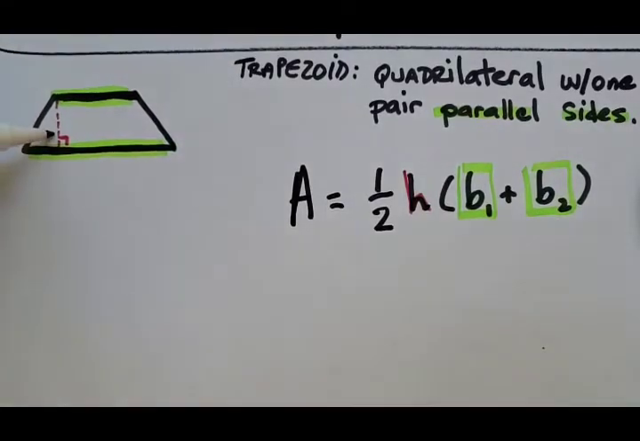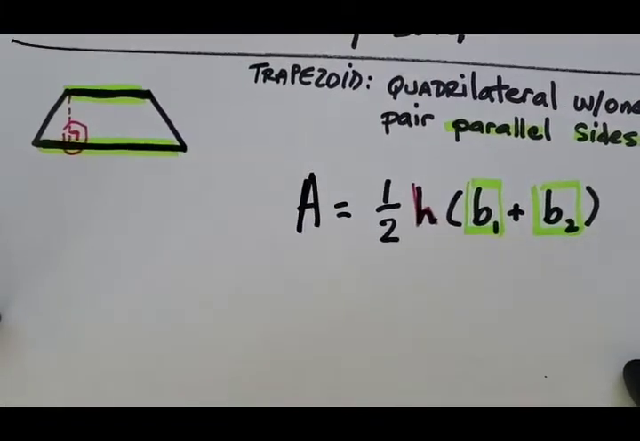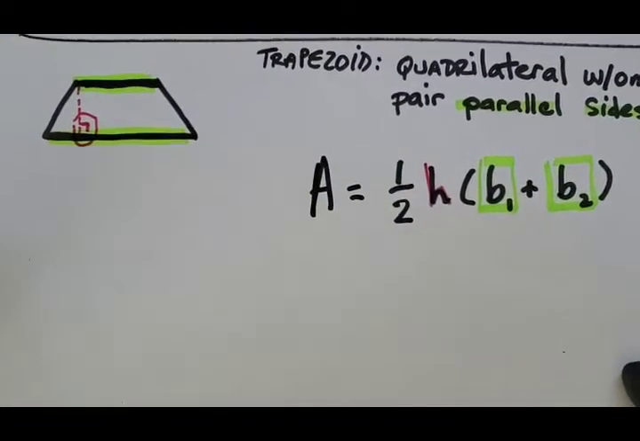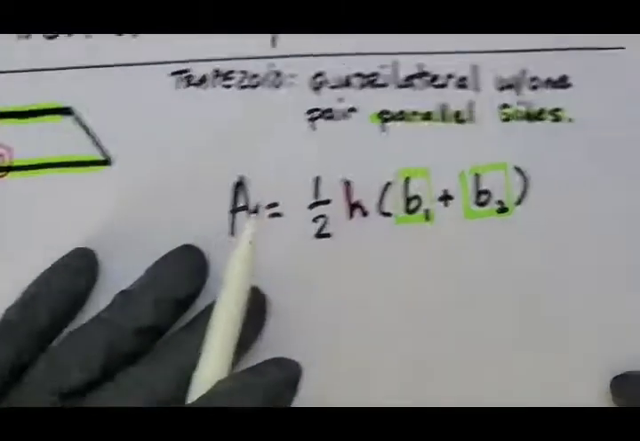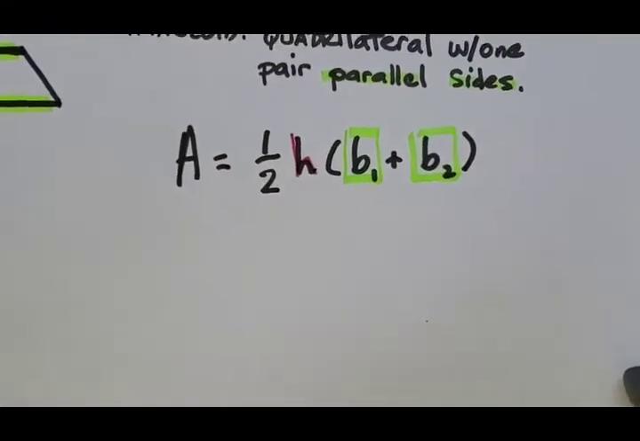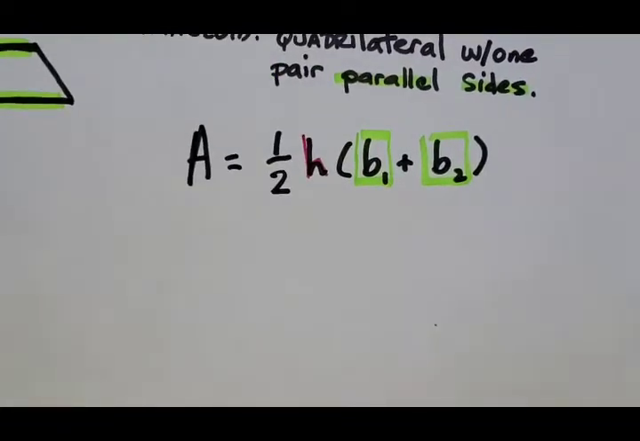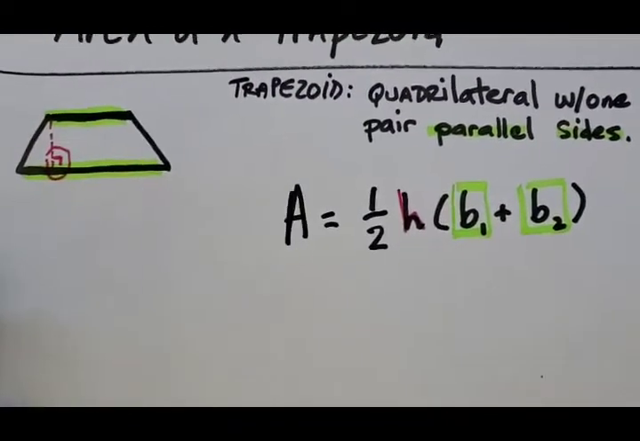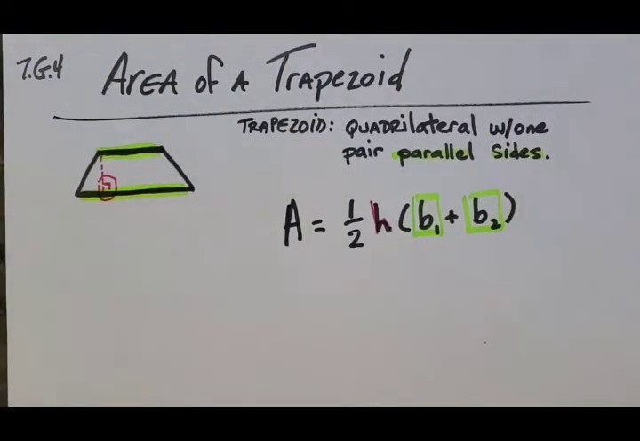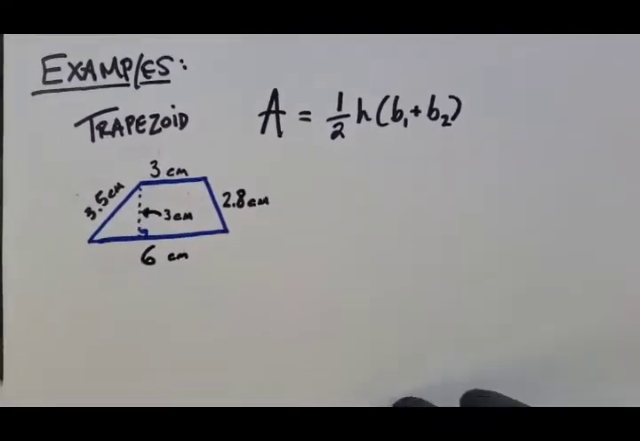If you spot the right angle there, then you can pretty much figure out that you've got the bases with the height. These are the values that we will plug into this formula. I like to write the formula a little bit differently. It's always the same outcome, and we'll just follow the order of operations to find the area of a trapezoid. I've got an example for you right here.